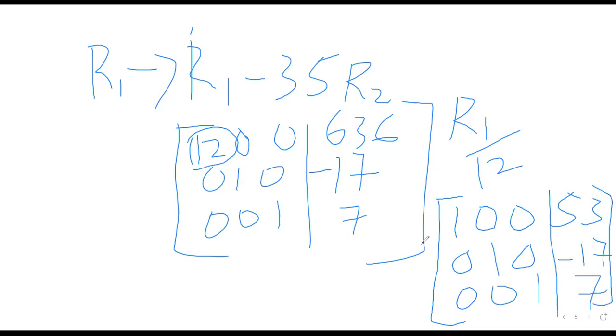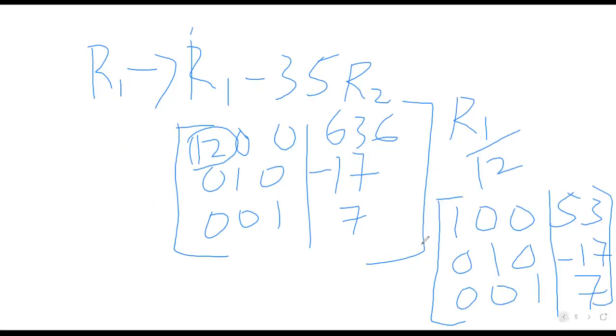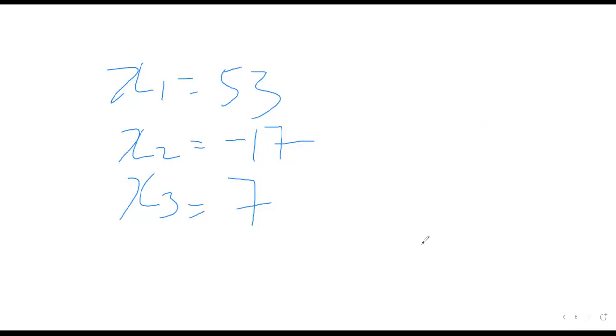So therefore, x1, x2, x3 is equal to 53, negative 17, and then 7. Okay. So now we've been able to find the value of this one.